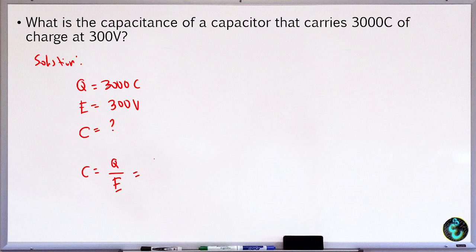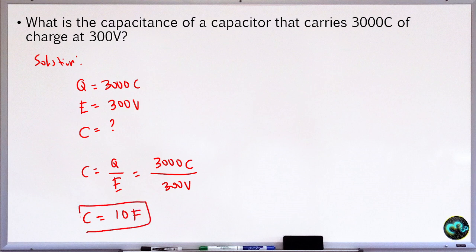So we have 3,000 coulomb divide 300 volts. So our capacitance is equal to, so 10, no? 10. So the unit is farad. So 10F. So ito na yung ating answer. Okay?